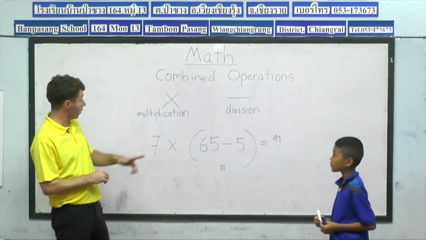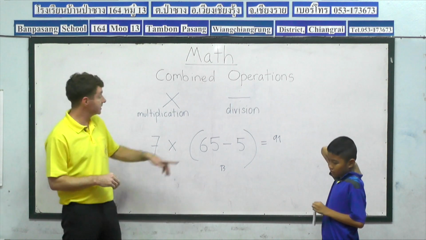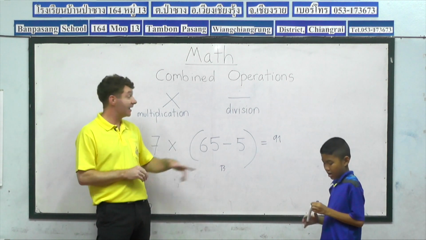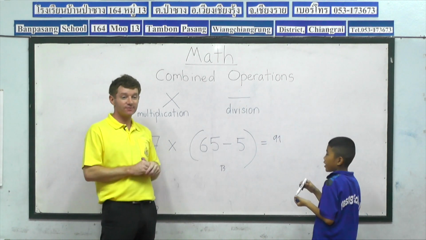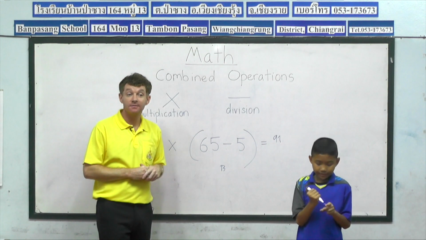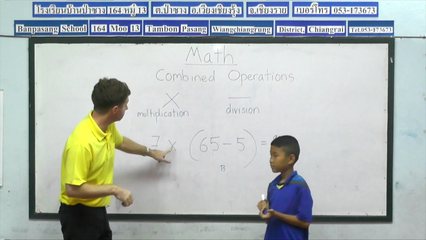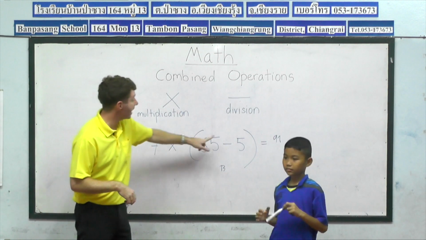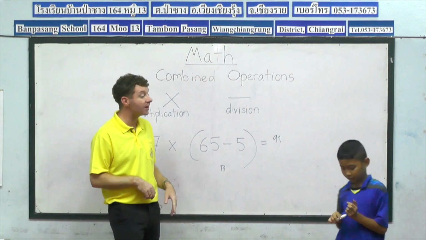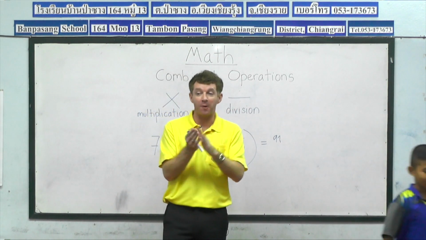Excellent, Bangpon. So altogether, 7 times 65 divided by 5 equals 91. Excellent, guys. And this is combined operations using multiplication and division. Bangpon, very well done. Okay, thank you. Big round of applause for Bangpon.